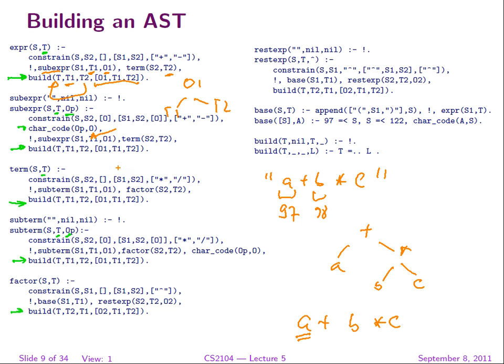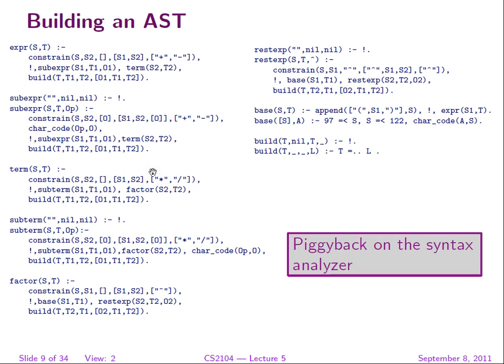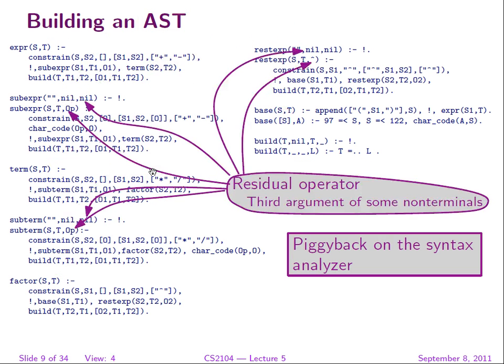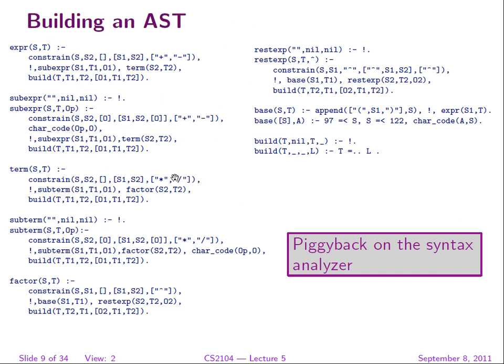All right? So now we build the tree, right? We piggyback on the syntax analyzer, and all the T's are ASTs. Notice the following, right? There's a residual operator. If sub-expression generates the empty string, then the residual operator is nil and the tree is nil. There's no tree, right? If sub-expression, let me go and expose the code completely.